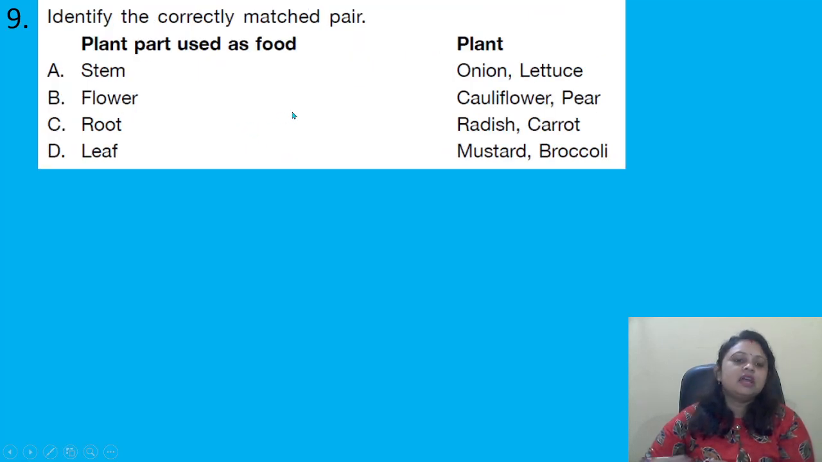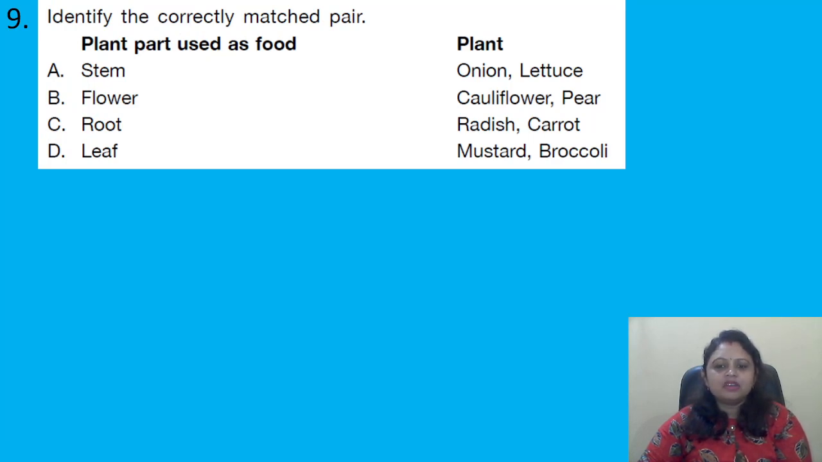Coming to the next question, identify the correctly matched pair. Plant parts used as food: stem, flower, root, leaf, and in plant: onion, lettuce, cauliflower, pear, radish, carrot, mustard, broccoli. The options are given here. So we have to identify the correctly matched pair. As per the given options, option C is the correct one. In radish and carrot, the root stores the food. So the correct answer is option C.